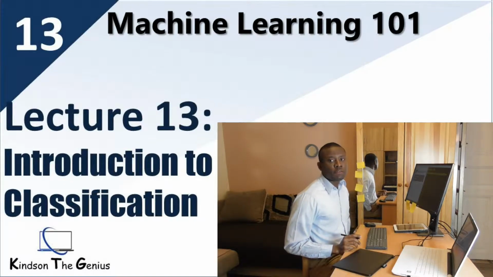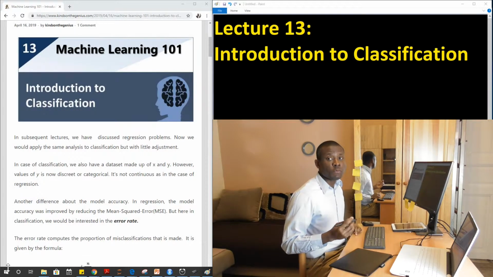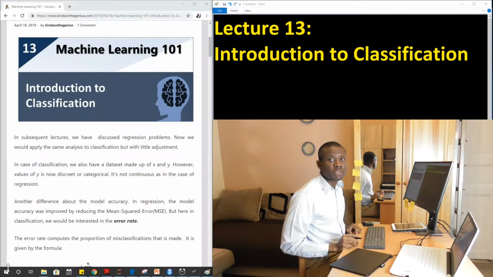Today we are going to start from lesson 13 of our Machine Learning 101 lecture series, and today we are going to be talking about classification. Classification is the second aspect of supervised learning, because we mentioned that under supervised learning we have classification and regression. We've discussed regression in the previous classes, and today we are going to be focusing on classification.